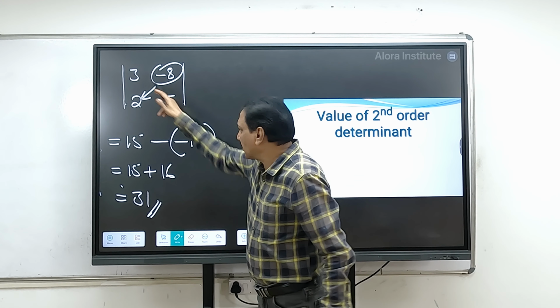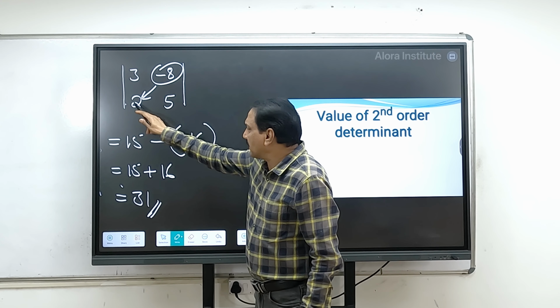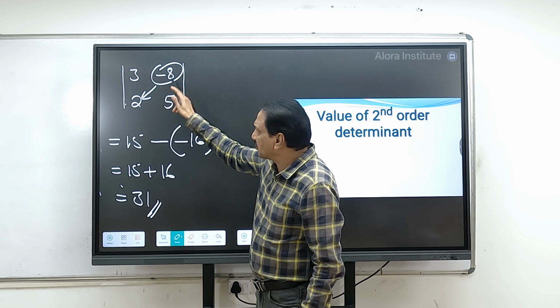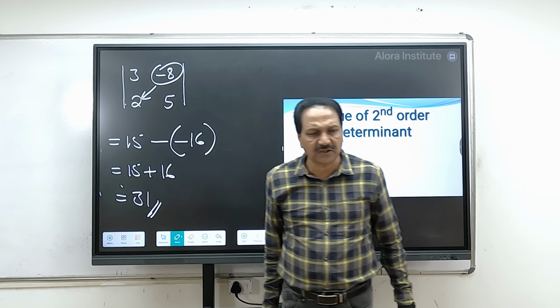First element, it is diagonally opposite, that's 15. Minus sign as per the formula. When you multiply these two, second element into its diagonally opposite, you will get minus 16. Minus of minus plus 16. So the answer is 31.